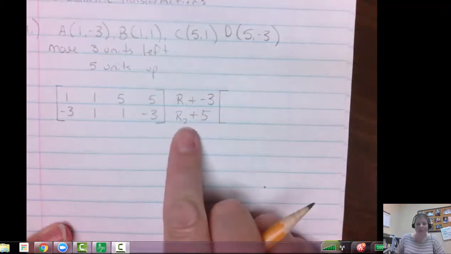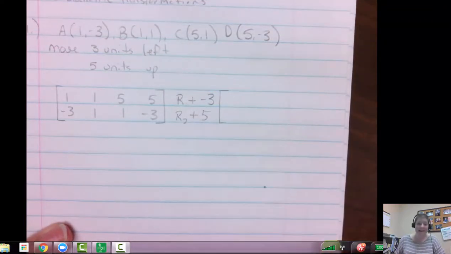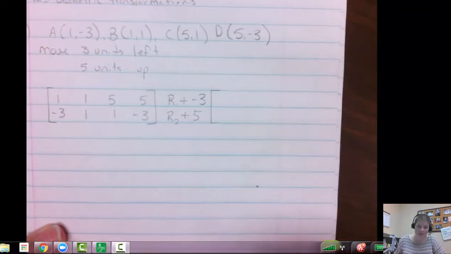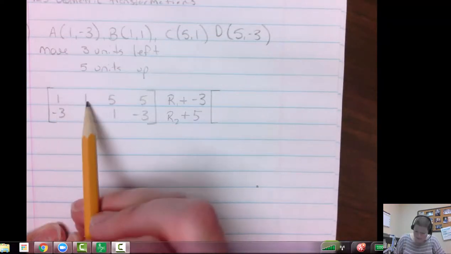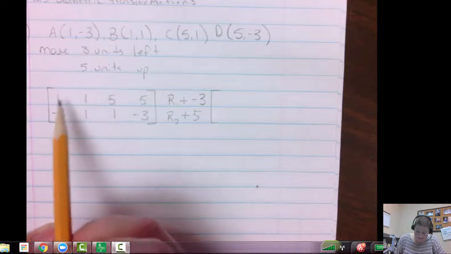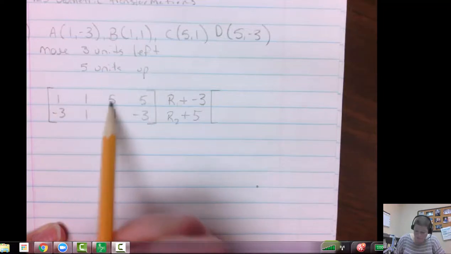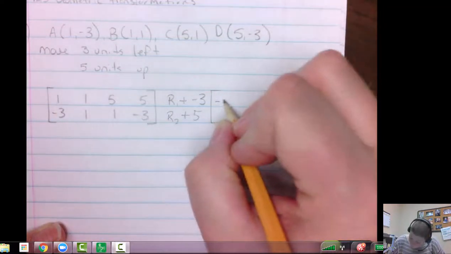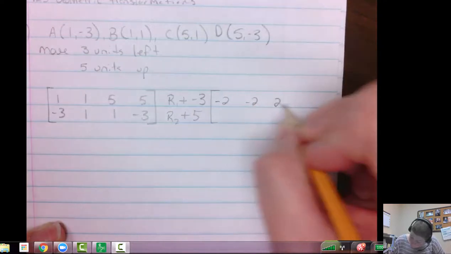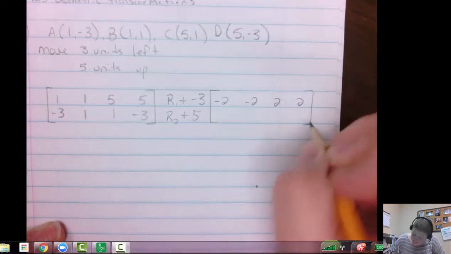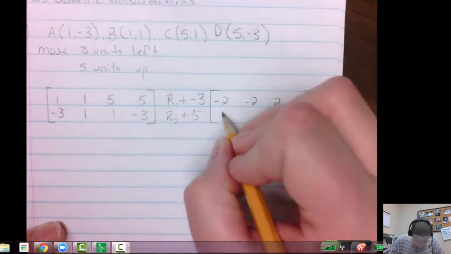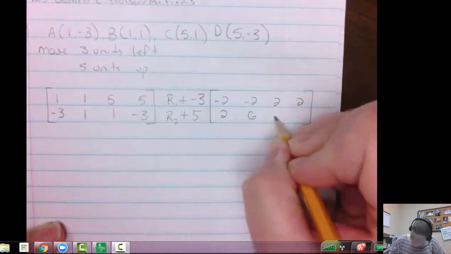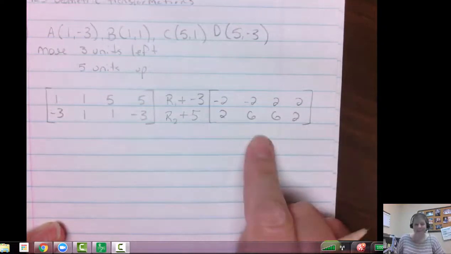So I'm telling you what I'm doing so that you can see it in that next matrix. That's a row operation. So if I take 3 and subtract it from each of these numbers, I'm going to get -2, -2, 2, 2. Okay, and for the bottom row, I'm going to add 5. That's going to give me 2, 6, 6, 2. All right, that's my answer.